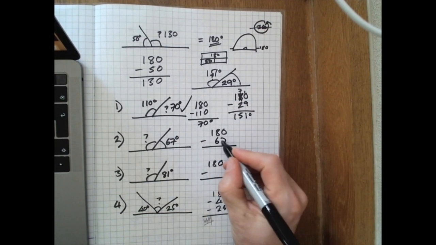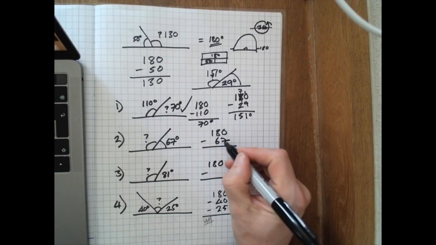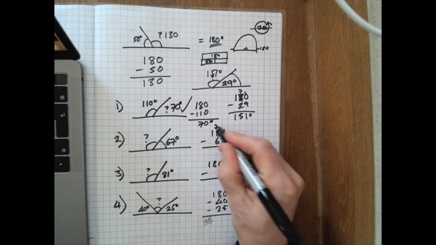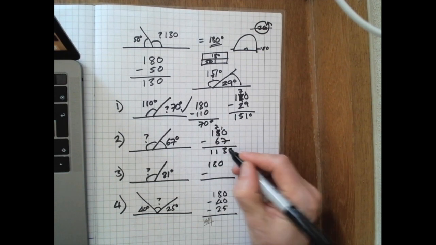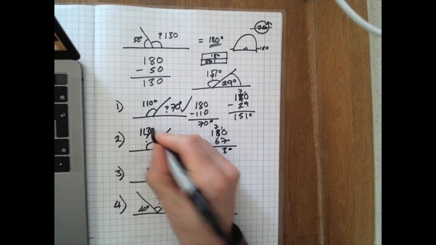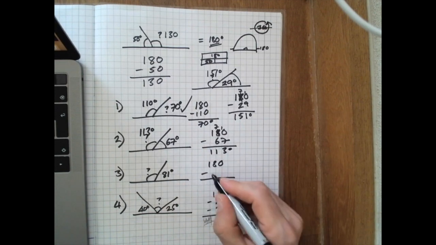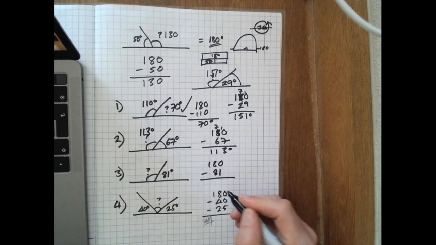180 take away 67. We can't do 0 take away 7. So that becomes a 7. That's a 10. That's a 3. That's a 1. That's a 1. 1, 1, 3 degrees.